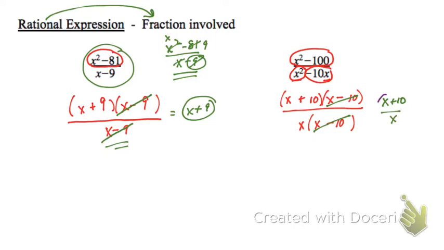Now, am I allowed to cancel those two x's? No, because this one is not an x. It's an x plus 10. Now, what's the only thing I can cancel an x plus 10 with? Another x plus 10 in the denominator. And we didn't have that. So we got to know when to stop. We stop right there. Okay.